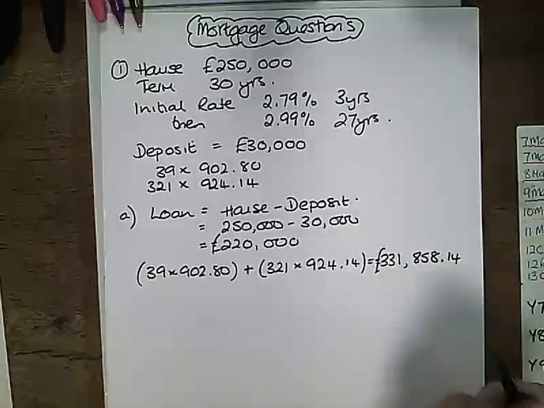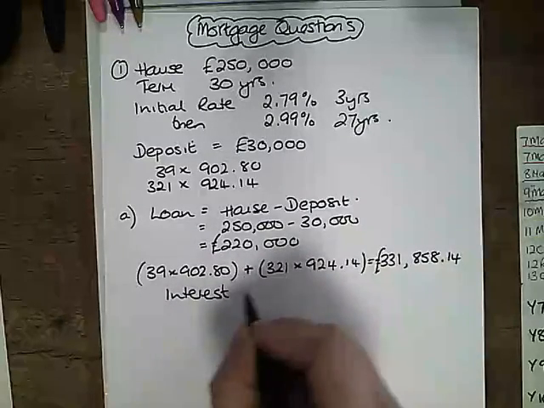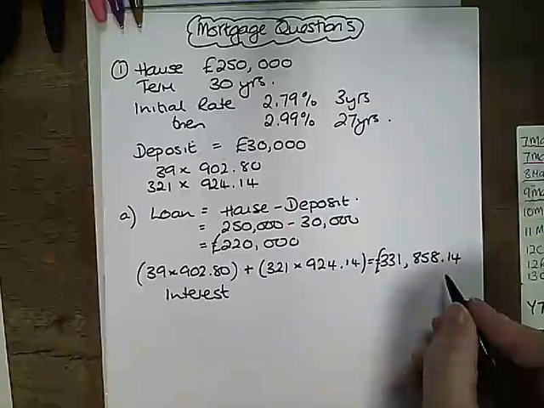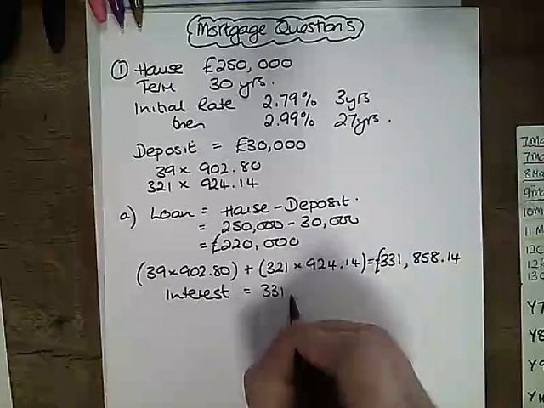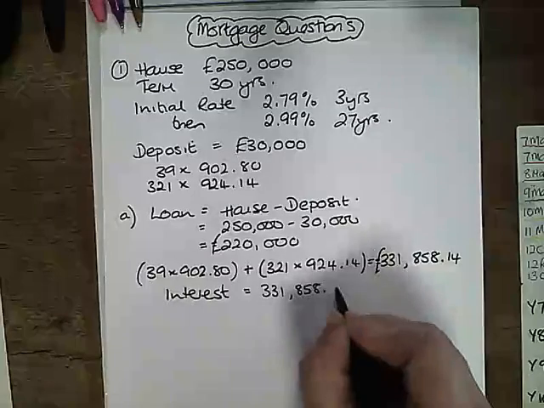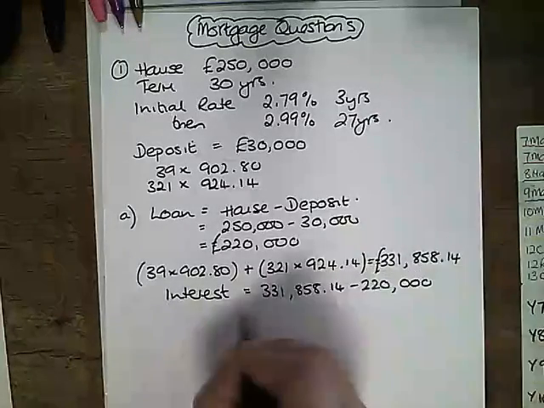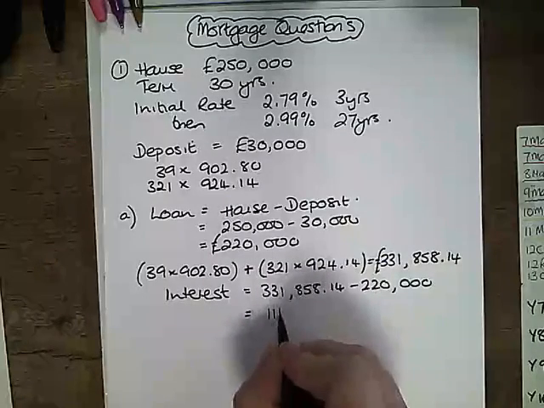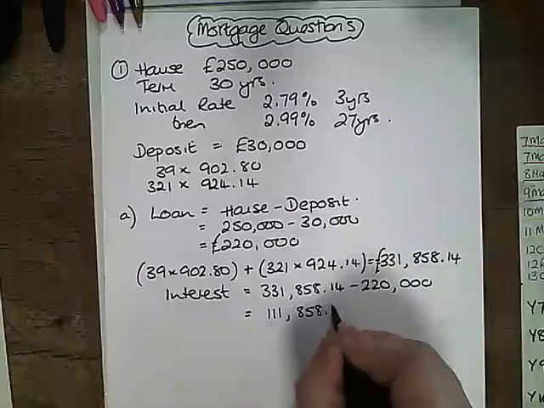And then to work out the interest, we do our payments that we make to the bank, take away the loan amount. So 331,858.14 minus 220,000 means that the interest is going to be £111,858.14.